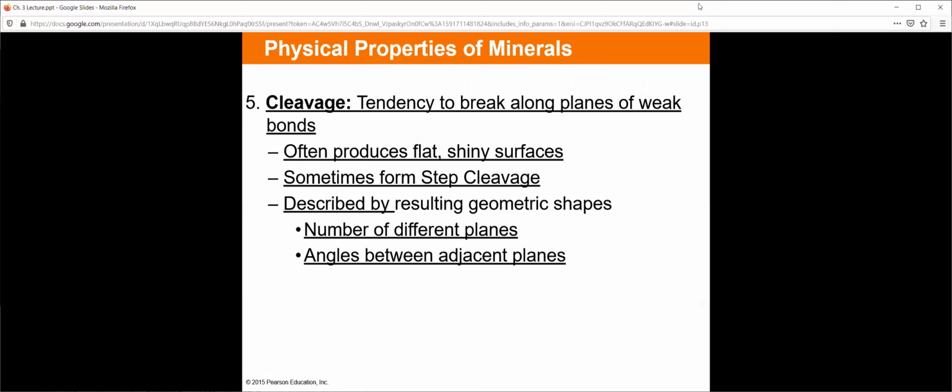Cleavage. Cleavage is the tendency to break along planes of weak bonds. Cleavage defines how a rock will break. If a rock is going to break, how it breaks is indicative of the individual rocks. Cleavage can come across in various geometric shapes, different planes along the mineral.